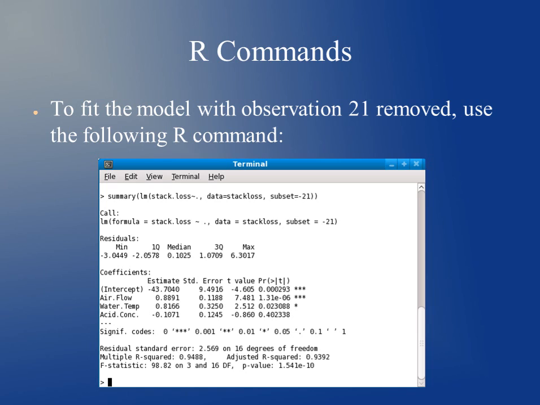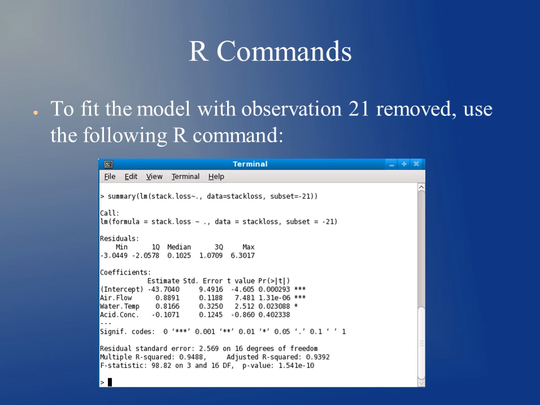So how we can remove observation 21 is we can just use a subset in this regression command here. We identify the data, the outcome and then the predictors in our regression model, identify the data as static loss, and then subset minus 21. That removes observation 21. And then the summary gives us all of the coefficients and other information of interest about our regression model.